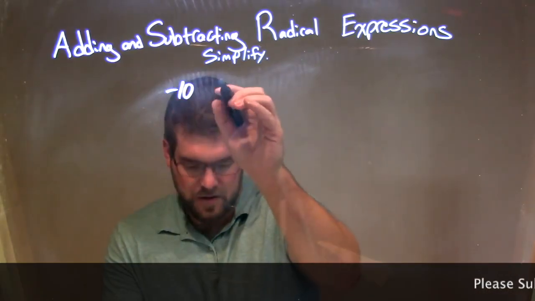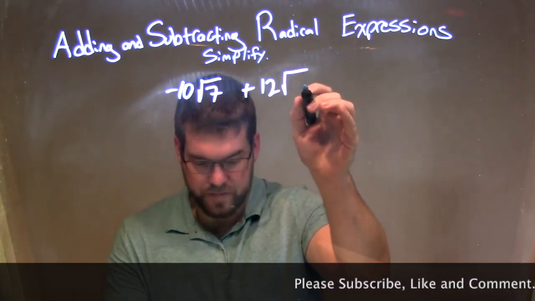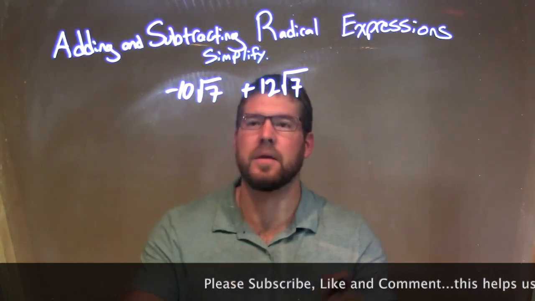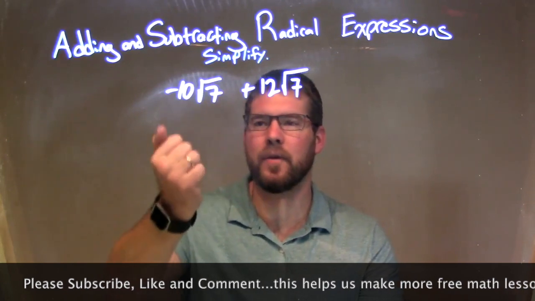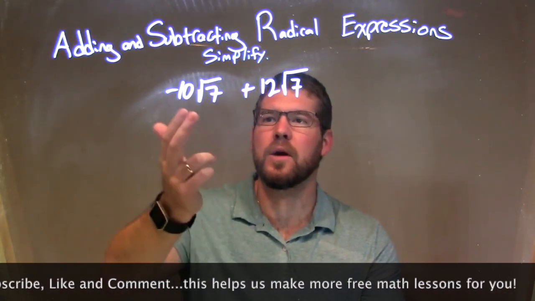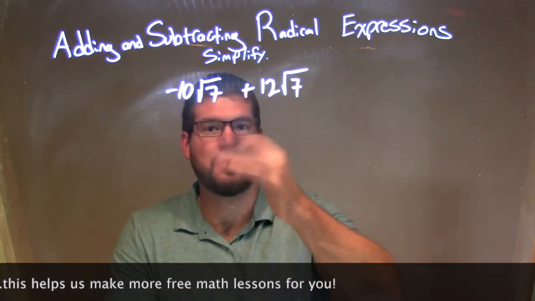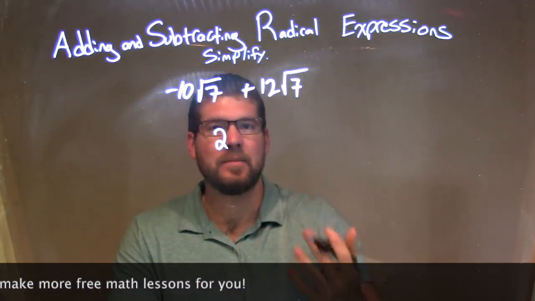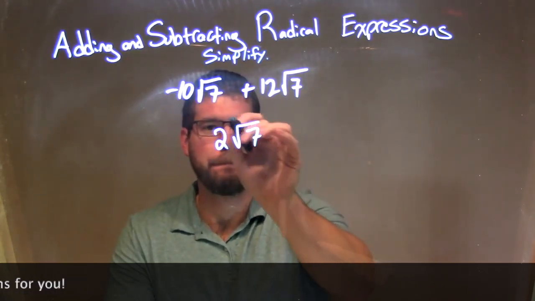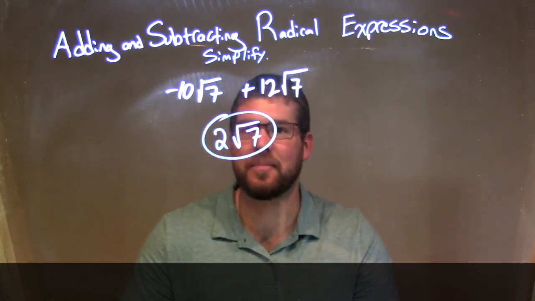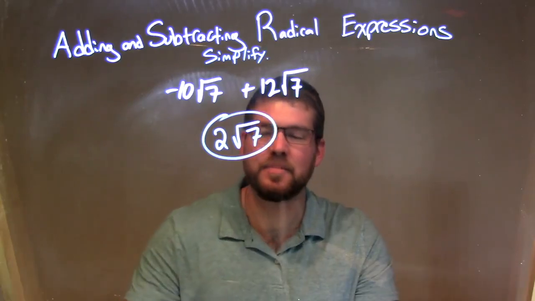Negative 10 times the square root of 7 plus 12 times the square root of 7. Okay. Well, since they both have the square root of 7 right there, and the number in front that's multiplying by that square root of 7, we can look at the numbers up front and add them. Well, negative 10 plus 12 is just a positive 2. We have positive 2, and that's being multiplied by just the square root that was next to it, square root of 7. And that's it. Pretty simple, pretty quick. Negative 10 plus 12 is 2, and so we have 2 square root of 7. That's our final answer.